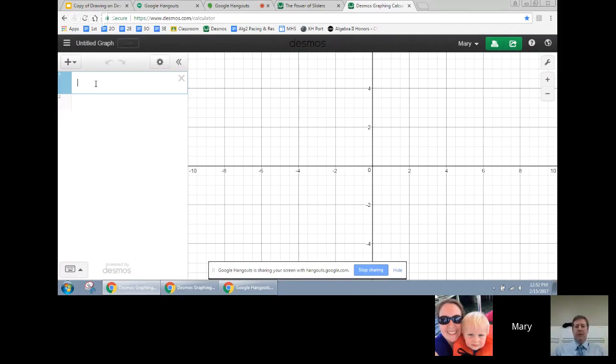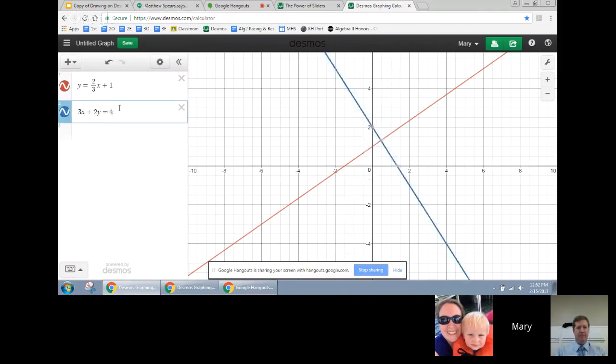If you start over here, you can type in your equation, like y equals 2/3 x plus 1, and you can see your line. Unlike the TI-84, you don't have to have it put into slope-intercept form. I could simply type in 3x plus 2y equals 4 and get a line that way.